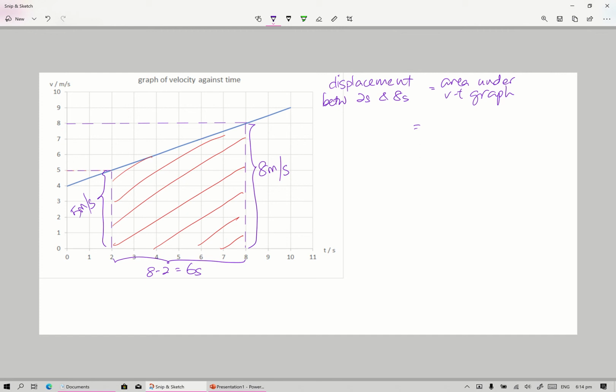So what you have, I'll show you method 1. What you have is the area of a trapezium, and that is half the sum of parallel sides times the vertical height. And that will give you 39 meters.